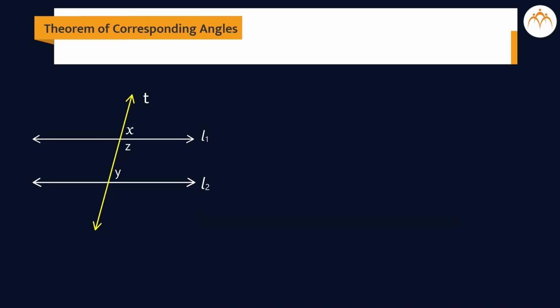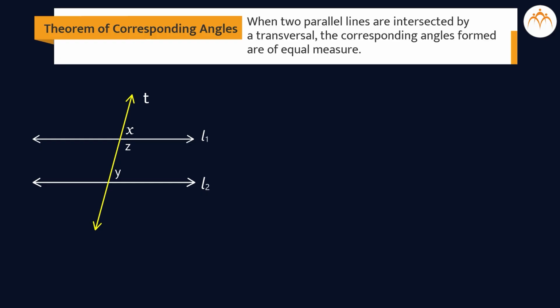Theorem of corresponding angles. When two parallel lines are intersected by a transversal, the corresponding angles formed are of equal measure. Given: line L1 is parallel to line L2. Line T is the transversal. To prove: angle X is equal to angle Y.